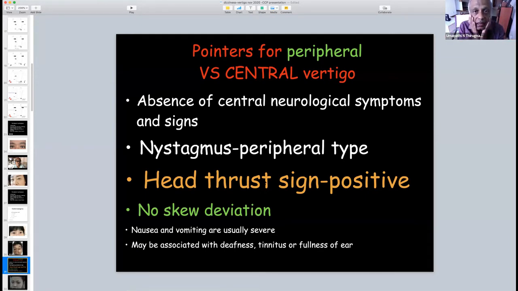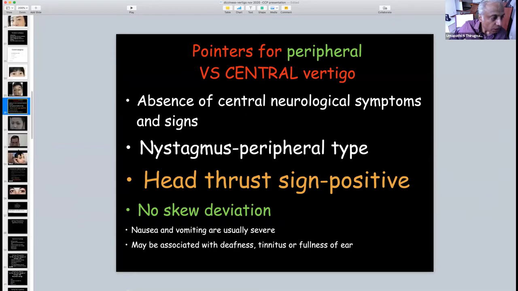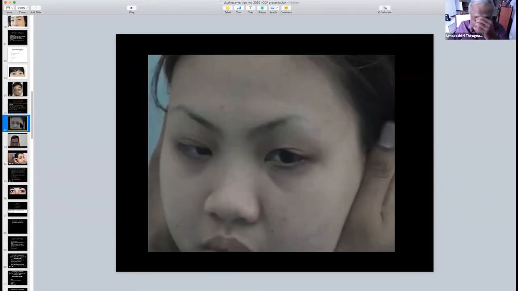So I'll show you again. This is normal. This is normal. This will be what an abnormal head thrust will look like. You saw that my head followed. I'm pretending my vestibular system is normal, but I'm pretending my left vestibular system is not working. Okay, now let's see a real patient, and I'm sure all of you will diagnose this patient who has got pathology in the left side, okay?